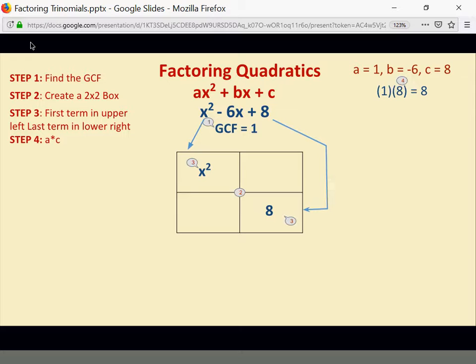So A equals 1, B equals negative 6, C equals 8. Hopefully you see that: 1, negative 6, and 8. Does anyone not see that?